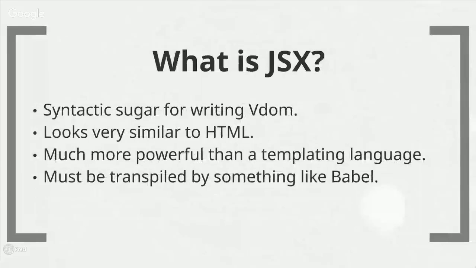So what is JSX? It's syntactic sugar for writing virtual DOM. It looks very similar to HTML. It's much more powerful than a templating language and must be transpiled by something like Babel. I don't know if you guys have worked with Babel before, but it's something to transpile the newest version of ES6 JavaScript into ES5, so our browsers can use it. It allows you to write the newer syntax of JavaScript and use it today, because it'll just transpile down to ES5. And Babel has a plugin to use JSX and transpile that to ES5 JavaScript, and we'll look at that in a second.